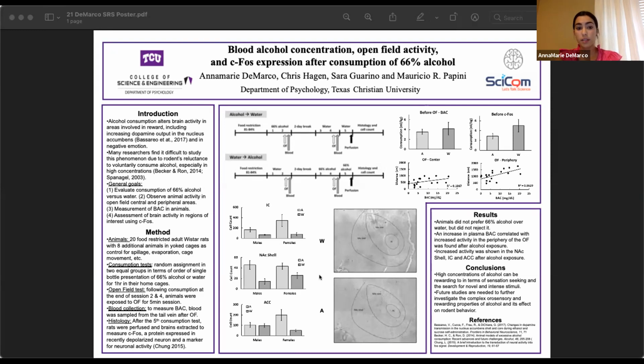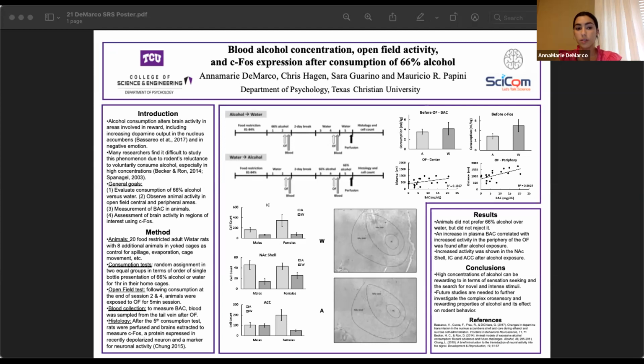Many previous studies looking at alcohol's effects have used rats as models for consumption, but this is sometimes difficult because rats find high alcohol concentrations aversive. But we found that our rats here at TCU in a pilot study will work to receive high concentrations of alcohol up to 66%. So we wanted to continue to explore this phenomenon and evaluate the specific consumption in a paradigm and its effects on open field activity, whether it changes blood alcohol content and the activity in certain brain areas connected to reward. To test this, if you look at the timeline now, we wanted to measure their alcohol consumption versus water during separate sessions.